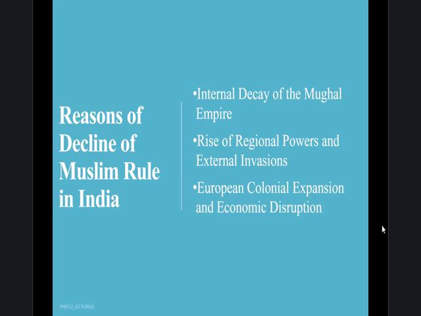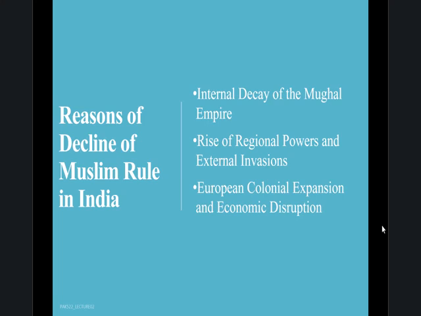This internal instability was exacerbated by the Jagirdari crisis, where the demand for land assignments outstripped their availability, leading to corruption, reduced loyalty, and a decline of administrative efficiency. Military discipline also deteriorated as emperors relied on mercenary armies whose loyalty was often fleeting.